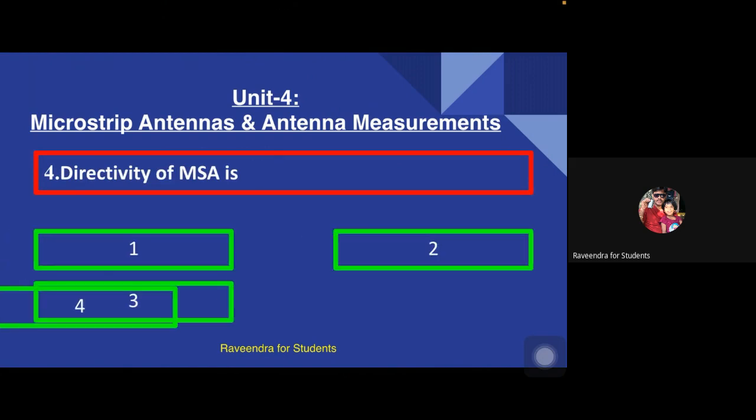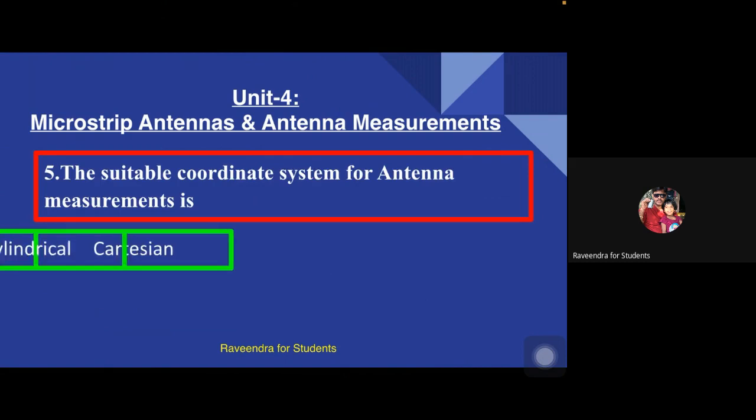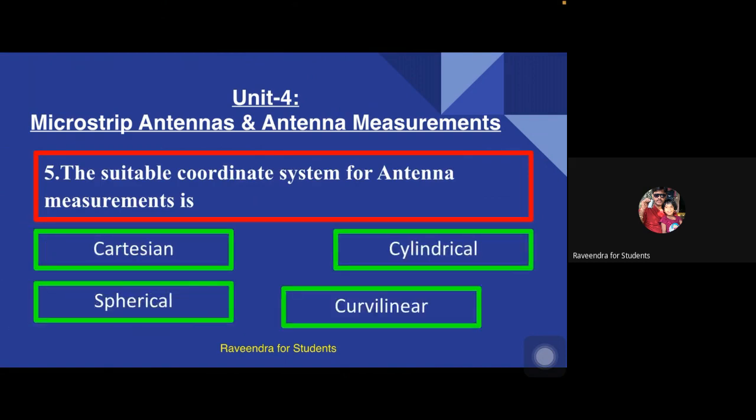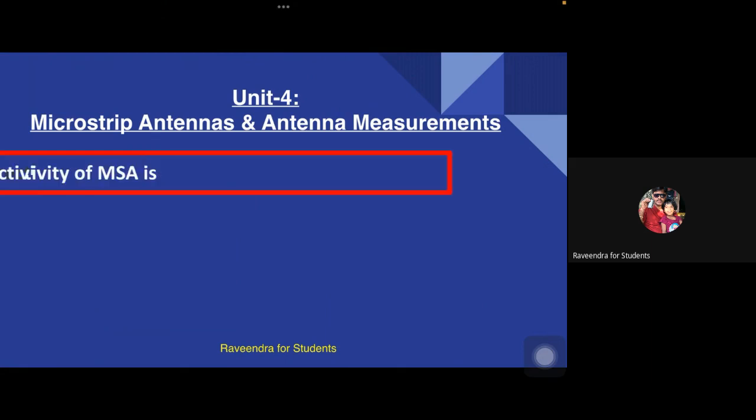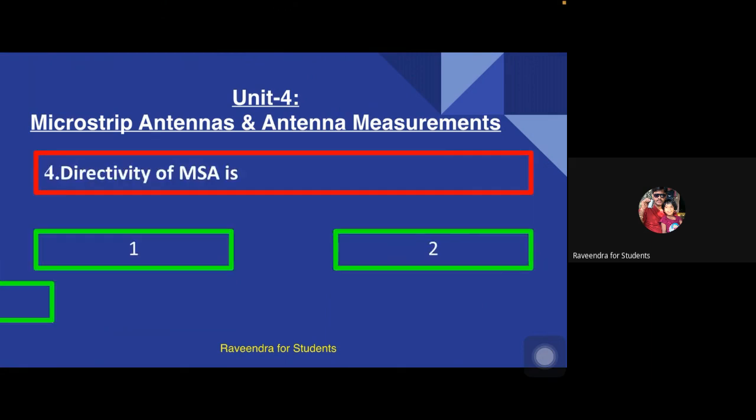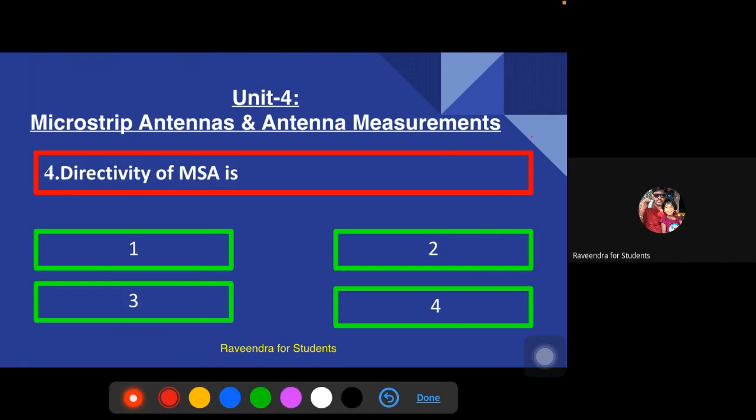If the frequency is less, the size will become more, inversely proportional with frequency. In the fourth one, the directivity of MSA is, yes, 4. How do you get it? You know the general formula is 4 pi by beam area. Then you know the beam area of microstrip antennas is 1/4 of the sphere, that is hemispherical. Therefore, we'll get it as 4 pi by pi. So pi gets cancelled. You'll get 4 as the answer.